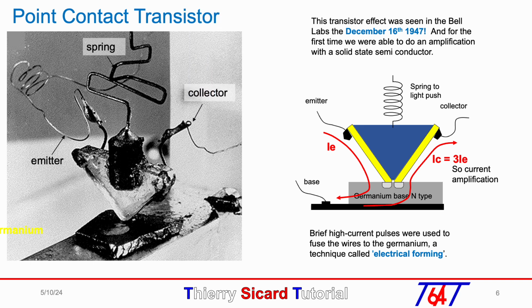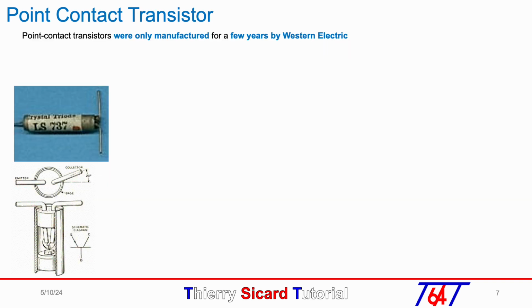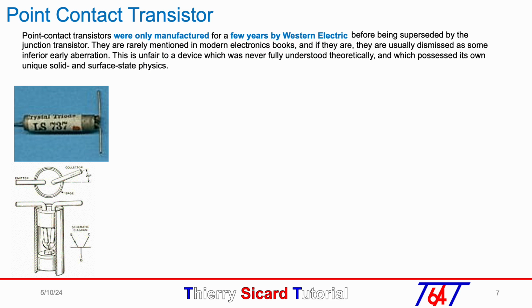The semiconductor substrate was a germanium crystal doped N, and its base contact. The bipolar symbol with the base, emitter and collector came from this initial point contact transistor. You have to note that this transistor looks like a PNP, but it is not, because it does not use a PN junction but a metal semiconductor junction. The point contact transistors were only manufactured for a few years by Western Electric before being superseded by the junction bipolar transistor.